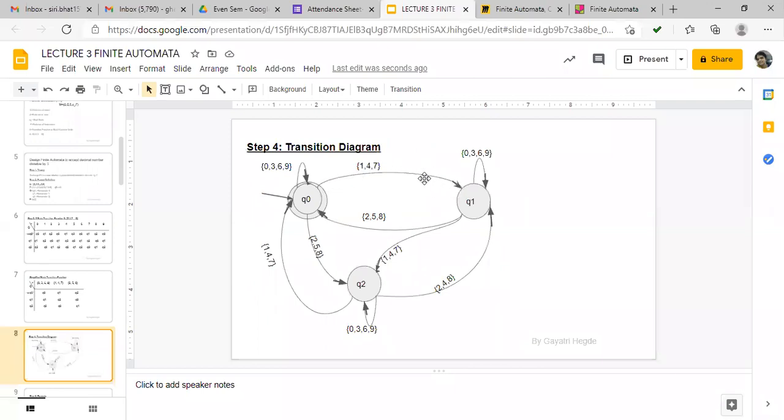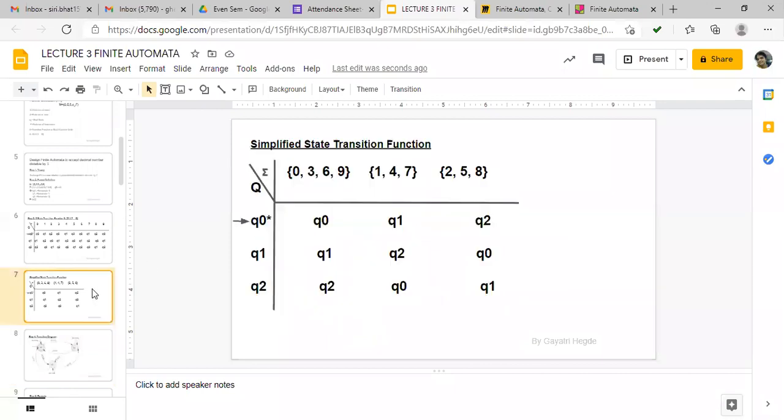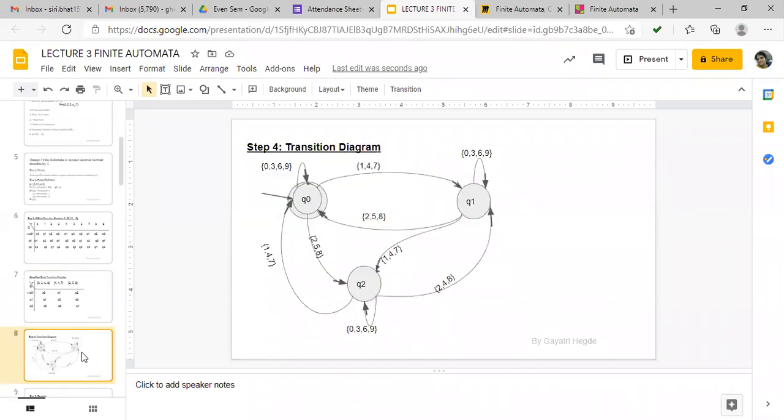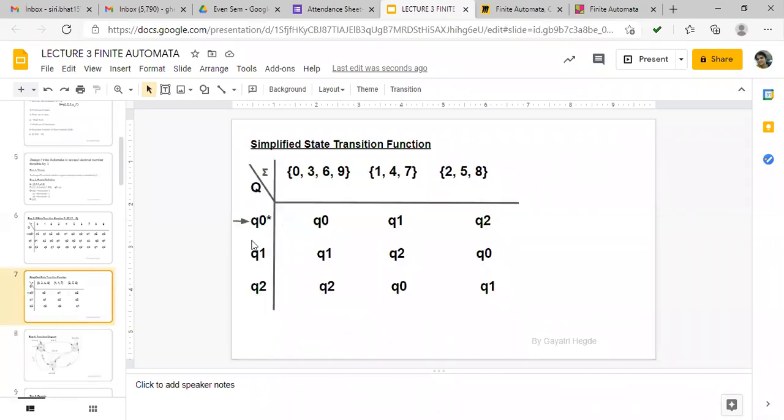These are known as transitions. Start state is represented using an arrow. Final state is represented using a double circle. You have to remember this. How did we draw this? Using this. And even in the state table, you have to remember to mark the start state and the final state. Start state with the arrow and final state with the star. So how did we draw this using this state table?